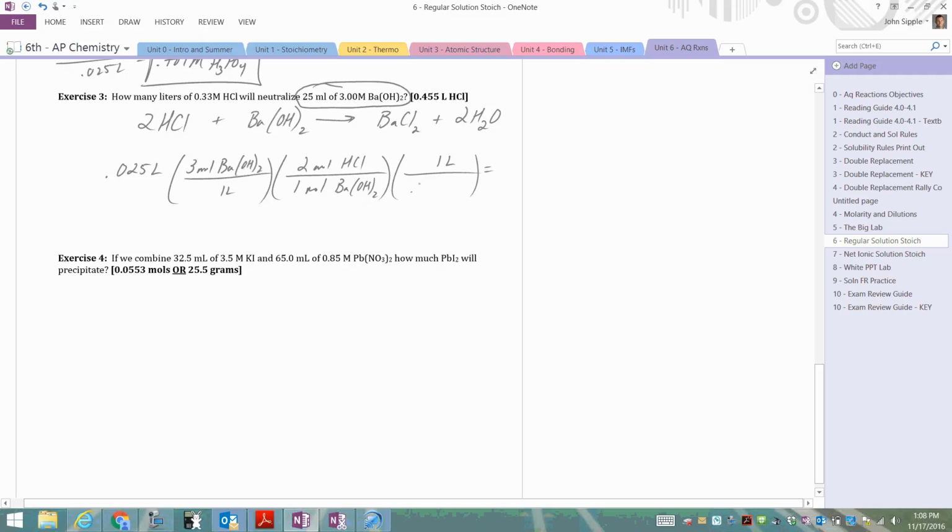So we have 0.33 moles of HCl. So in every 1 liter, there are 0.33 moles of HCl. So notice all the units cancel out: liters cancel, moles of barium hydroxide cancel, moles of hydrochloric cancel, so we're left with liters. So you can flip that molarity around however you need to use it. Okay?